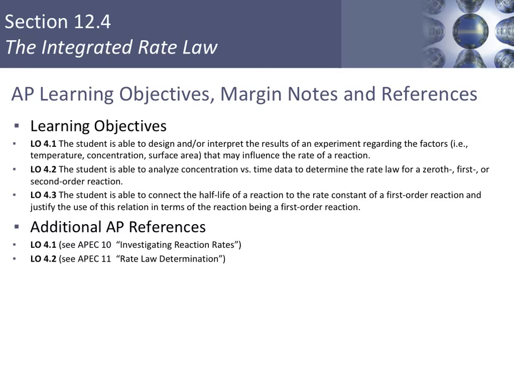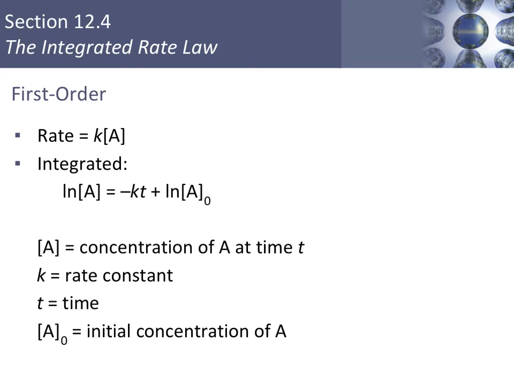Here are the learning targets, where we will be looking at concentration versus time data to determine the rate law, and we'll also be looking at the half-life of a reaction. So we're going to be looking at reactions that have just one reactant, and we're going to look at first order reactions first. Here's our rate law. The single reactant is represented here with the letter A.